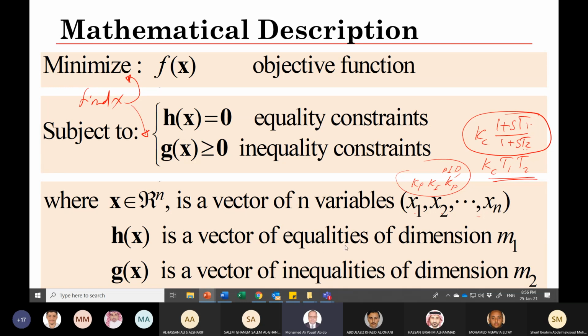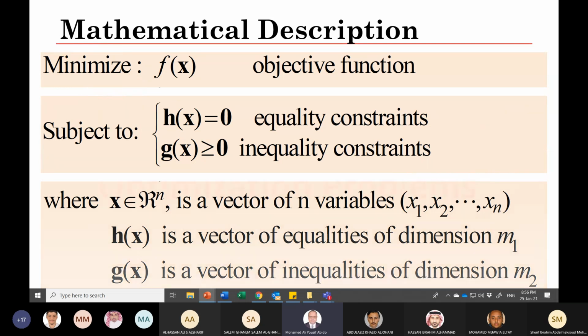So h of x is the vector of equalities, and g of x is the vector of inequalities. So this is the mathematical description of any optimization problem, of course, minimize or maximize. Okay, and we will see how to convert from minimize to maximize later on. So this is the optimization problem in general, or the typical format of the optimization problem.